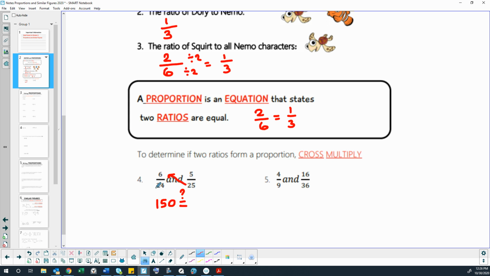Let's check that in my calculator. 5 times 24 is, in fact, 120. So did we get the same number when we cross-multiplied each side? We did not. We got different numbers. So that means that this is not a proportion. No, not a proportion.